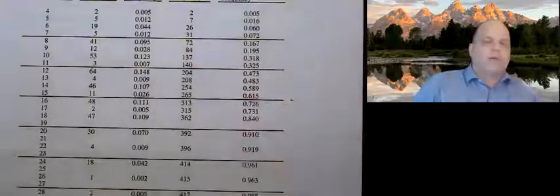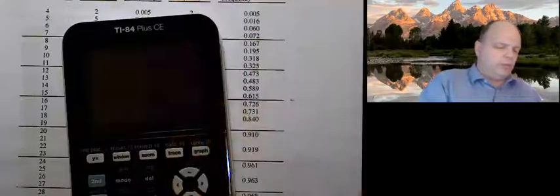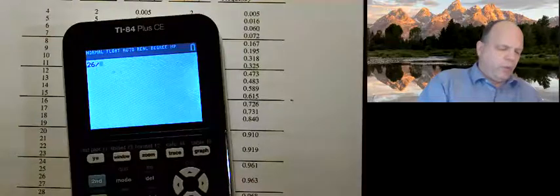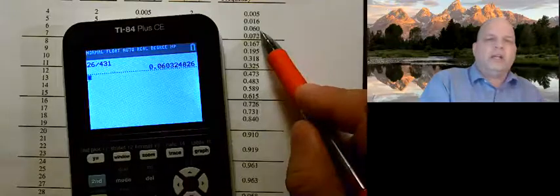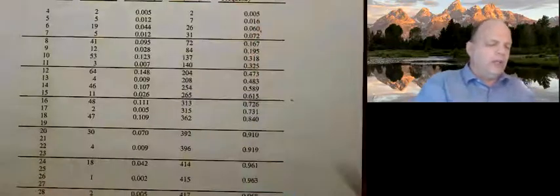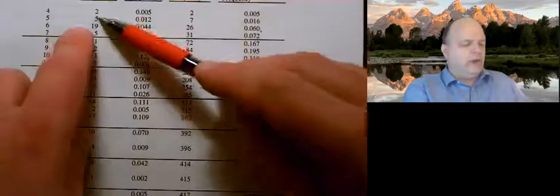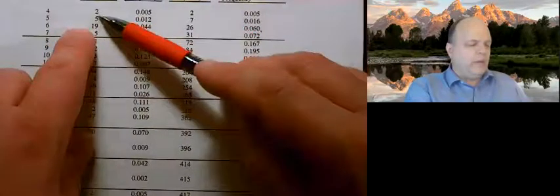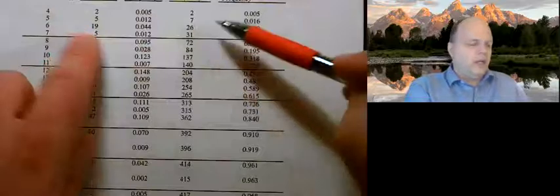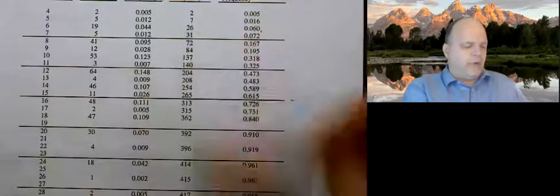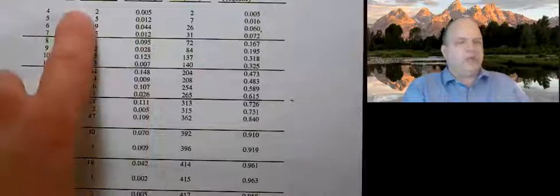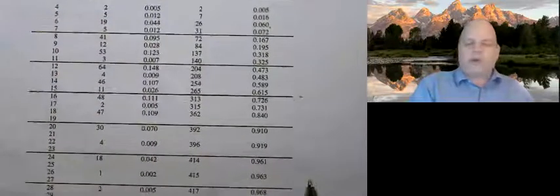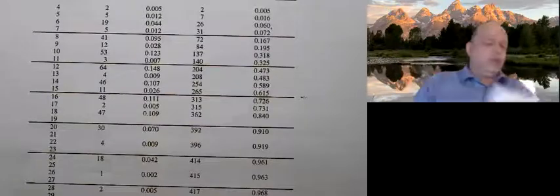Let's try 26 over 431 and just see what happens. 26 divided by 431 equals about 6%, and that's what they have right there. So basically, 2 plus 5 is 7, and 2 plus 5 plus 19 is 26, all divided by 431. These are also all divided by 431: 2 divided by 431, 5 divided by 431. This is just the running total divided by 431. So, a confusing little table there.